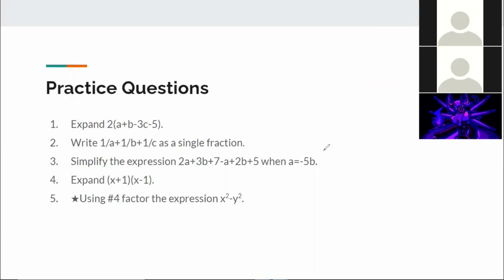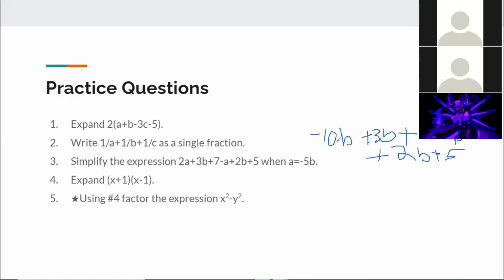Okay, so for the third one, you know how variables are placeholders. So in this case, the A is the placeholder for negative 5b. So we can put negative 5b into this. So it would become 2 times negative 5b, so negative 10b, plus 3b, and then this is just going to become plus 5b, and then plus 2b, and then plus 5.